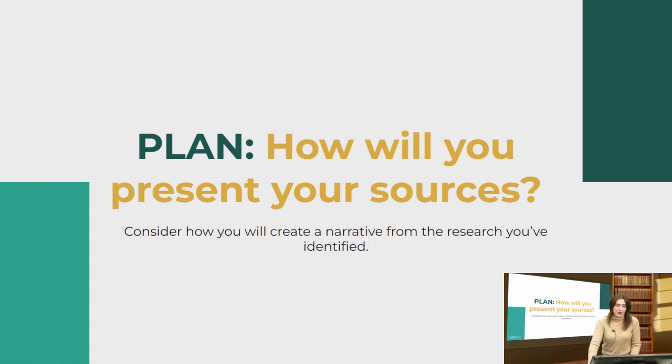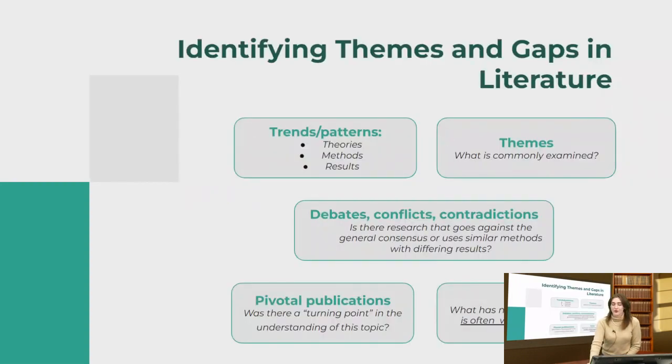Consider that here what you're doing is you're trying to create a narrative that effectively presents a story to your readers. So you want to show how these texts exist not only on their own, but in conversation with one another. For that reason, there are several different ways you can organize the sources you've found. One way is via trends and patterns, so you can look at different theories or methods or results and group similar, or maybe even differing, texts according to those trends.